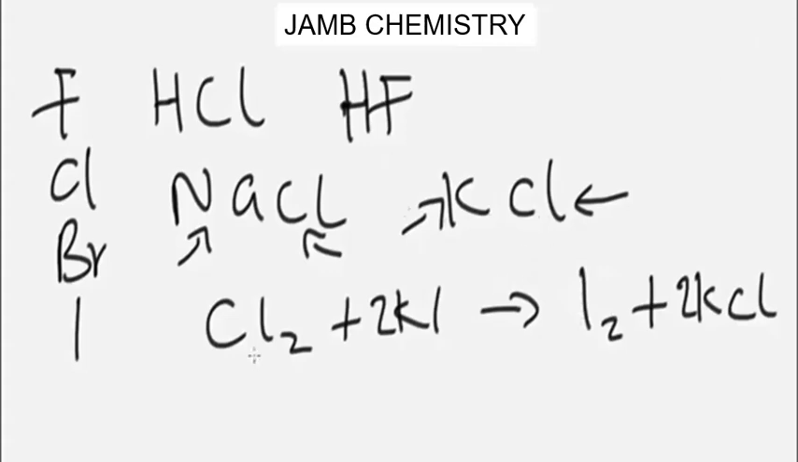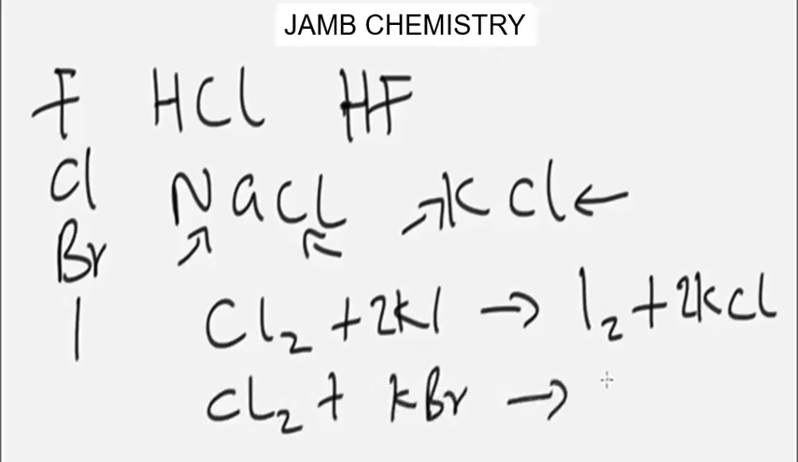Now another similar example is when chlorine gas reacts with potassium bromide. This reaction will form a bromine molecule plus potassium chloride. Now in this reaction, we need to balance the equation. We have 2 atoms of bromine at the right and 1 atom of bromine at the left, so we're going to add 2 here. So bromine is now balanced.